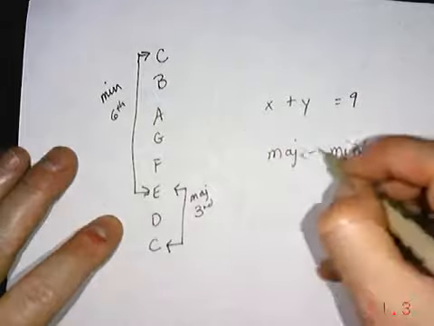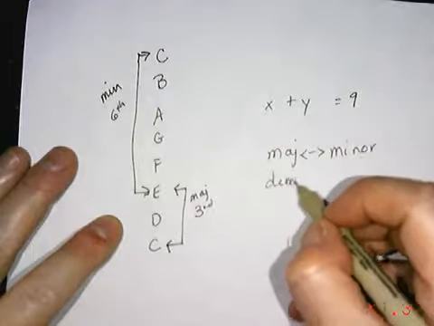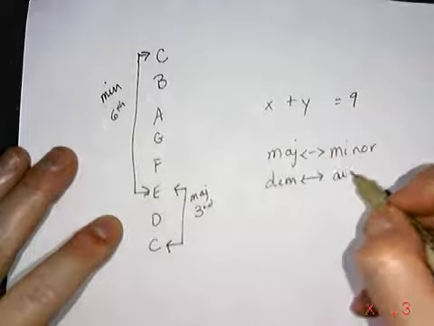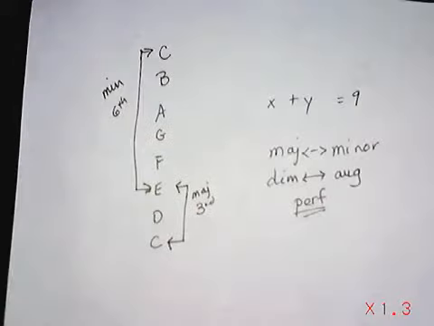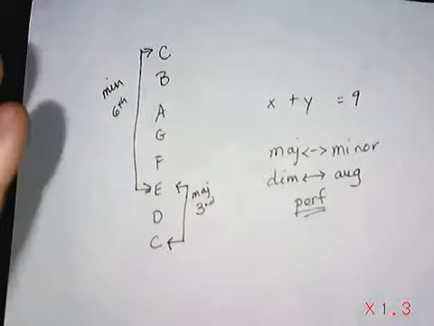So I'll put little arrows. Diminished and augmented change names. And perfect never changes. Never ever. A perfect interval is a perfect interval when it inverts. Now let's look at this on a staff instead of just in the abstract.